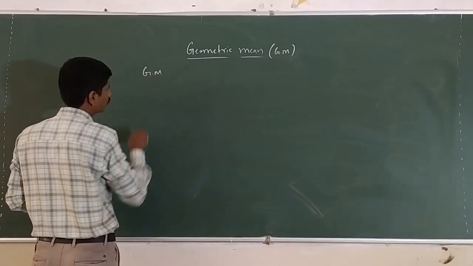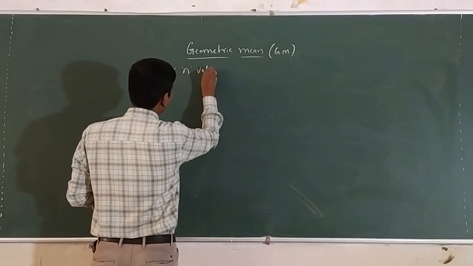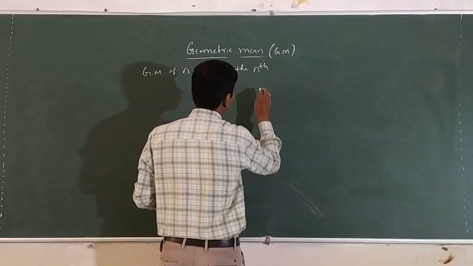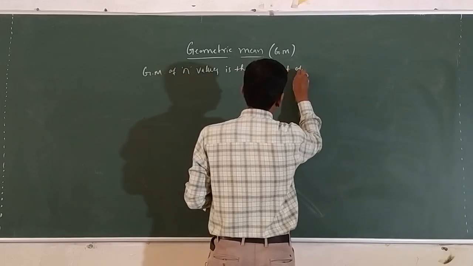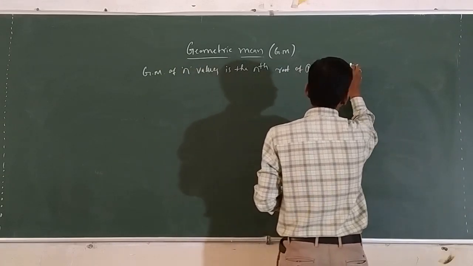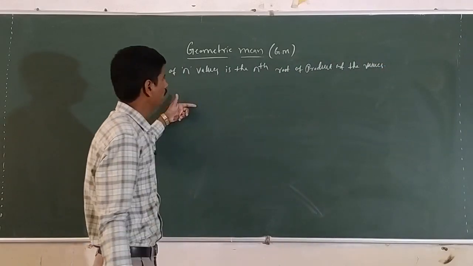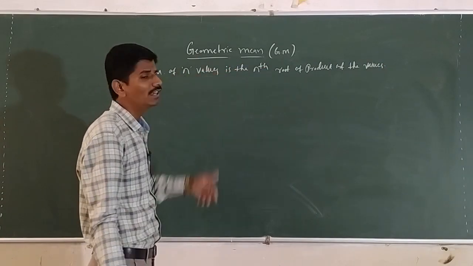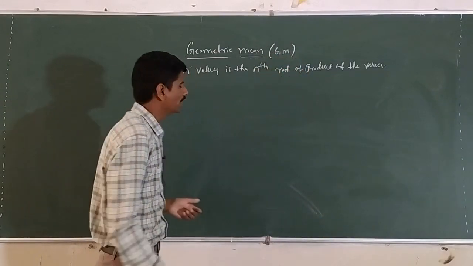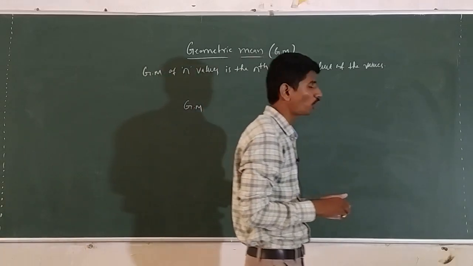Geometric mean, it is denoted by GM. The geometric mean of n values is the nth root of the product of the values. Here the geometric mean of n values is the nth root of the product of the values, and it is said to be a geometric mean. It is denoted by GM.